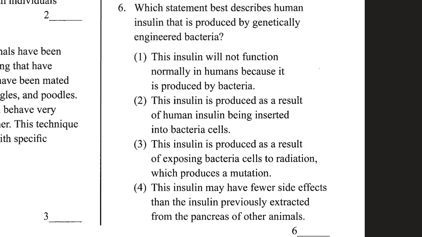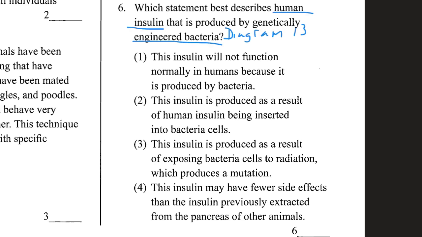In this video, we'll be looking at questions 6 through 10 of the Set 1 Genetics in the Topical Review Book Company's Living Environment Core Curriculum Workbook, 2nd edition. Question 6. Which statement best describes human insulin that is produced by genetically engineered bacteria?